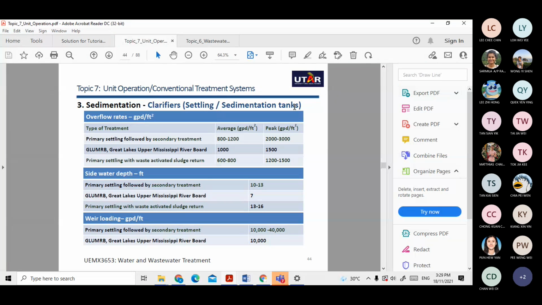For the clarifier, we also have primary or secondary, meaning after the physical process or after the biological process, the clarifier is different. This is the guideline for overflow rate, this is the water depth, and this is weir loading. We have to make sure the value that you calculate falls within this range. Then your design is okay. So let's look at the question.